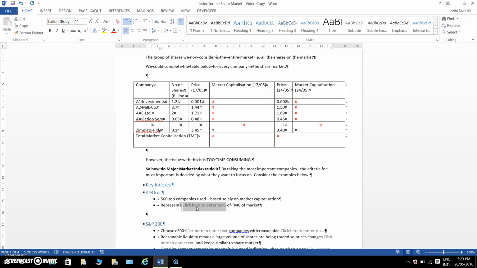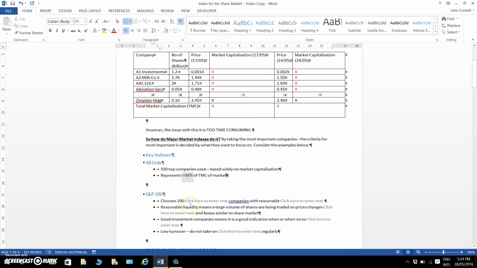And the companies that the All Ords use represent more than 98% of the total market capitalization of the actual share market. So if you take all the 500 companies and add up all their market capitalization, then you've got more than 98% of the value of all the shares on the share market. So it's not bad, because it's close to the value of all the shares on the share market.